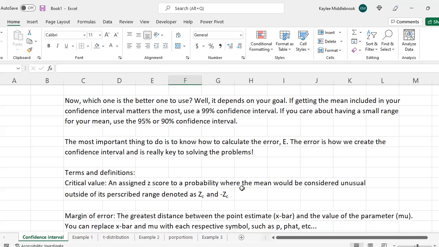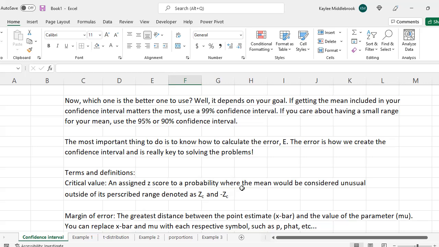It just depends on what your goal is. If you just want the mean included in your confidence interval, you're going to use the 99% confidence interval. If you care about having a small range for your mean, just go ahead and use the 95 or the 90% confidence interval. Thankfully, all of our confidence intervals will be given to us, so we don't have to worry about that.